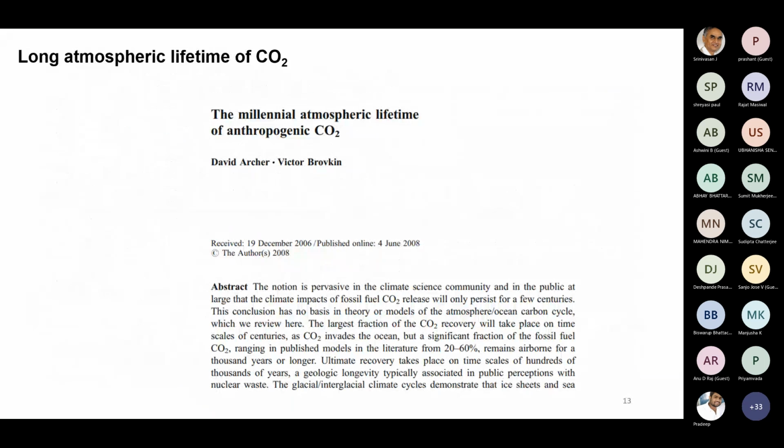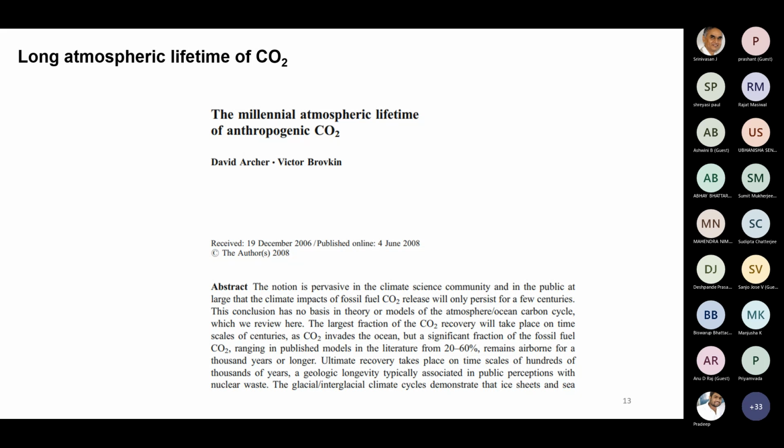I'm just going to move on in the story and point out the paper from 2008, which is well worth studying if you're interested in atmospheric CO2. And the authors note in the abstract, and let's quote, "The notion is pervasive in the climate science community and in the public at large that the climate impacts of fossil fuel CO2 release will only persist for a few centuries. This conclusion has no basis in theory or models of the atmosphere-ocean carbon cycle, which we review here. The largest fraction of the CO2 recovery would take place on timescales of centuries as CO2 invades the ocean, but a significant fraction of the fossil fuel CO2, ranging in published models in the literature from 20 to 60%, remains airborne for 1,000 years or longer.